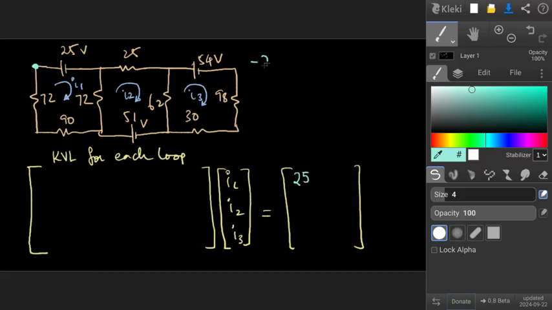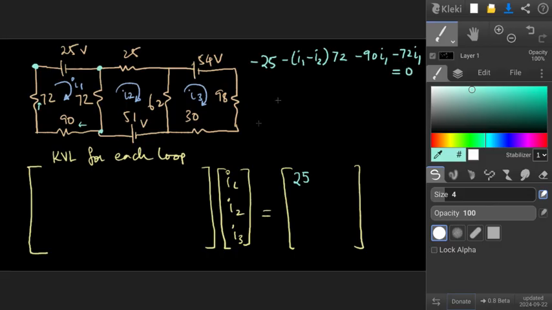To avoid confusion, I will write here. And we are at this point now. Then going downwards, this is the current and the resistance is 72. Then going this side, it will be minus 90 into I1. Then going upwards, it will be minus 72 into I1. All of this will be equal to 0. So this is the first equation.